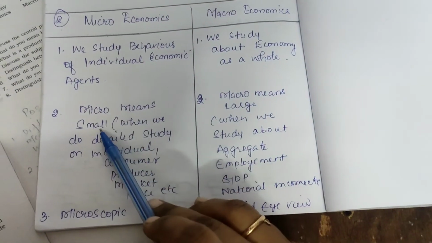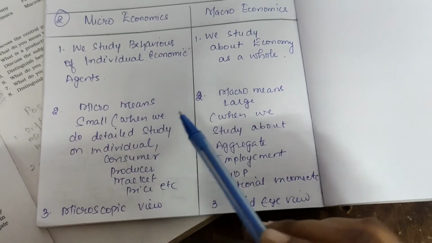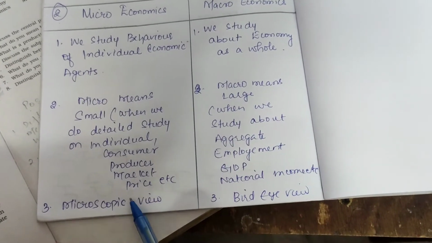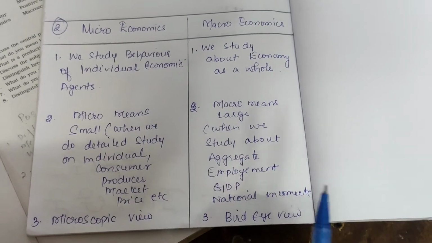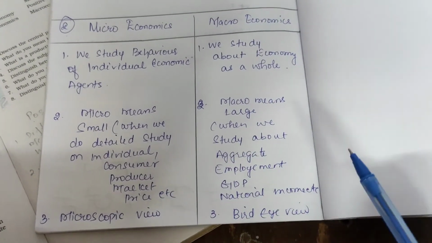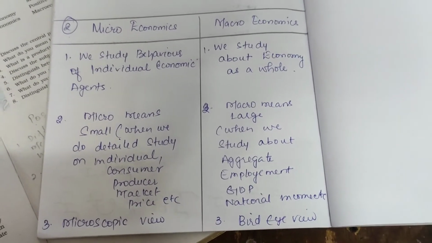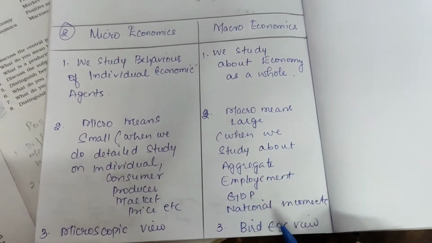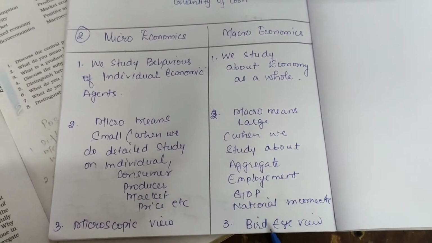Micro means small and macro means large. When we do a detailed study of an individual consumer, producer, market, price, etc., in a microscopic view, in a detailed manner, when we study an individual economic agent, that all comes under microeconomics. Macro means large. When we study the aggregate, the economy as a whole, aggregate employment, GDP, national income, etc., that is considered macroeconomics. So we call micro the microscopic view, and macro the bird's eye view.